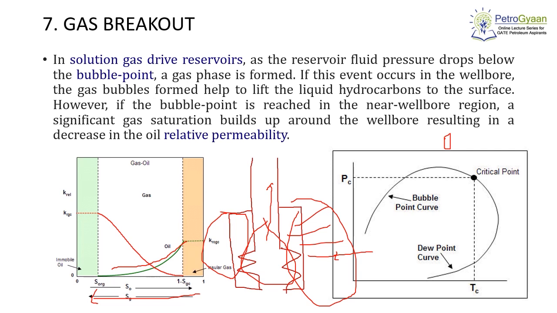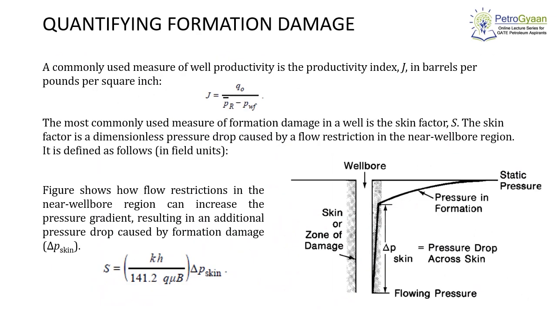in general, it is difficult to remove emulsion and sludges once they are formed. Thus, it is imperative to prevent the formation of such emulsion. The use of mutual solvents such as alcohols and surfactants is the most common way to remove these deposits from the near wellbore region. So now we learn about quantifying the formation damage.